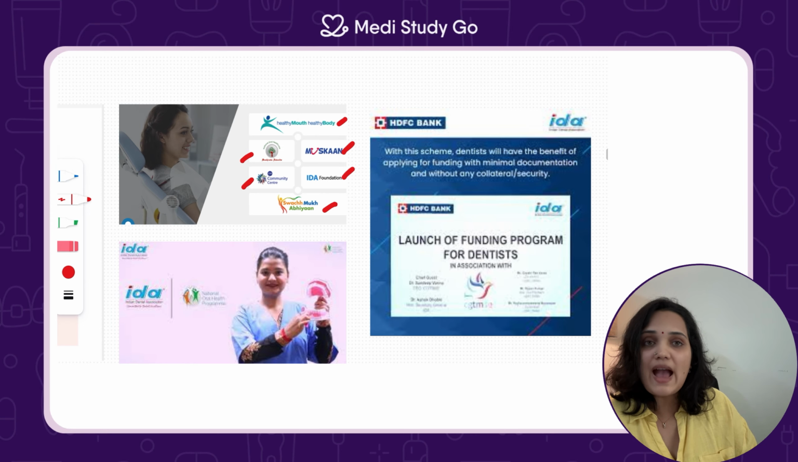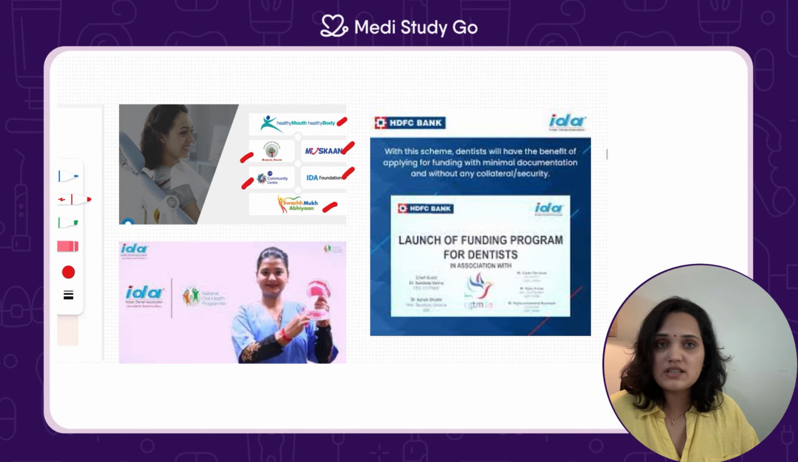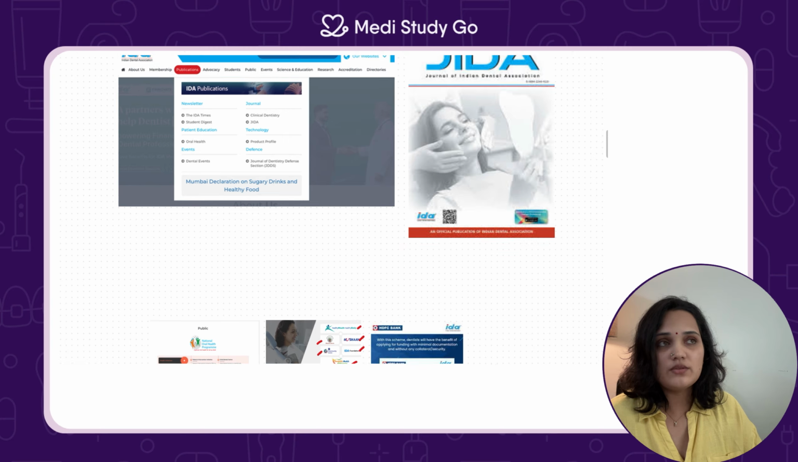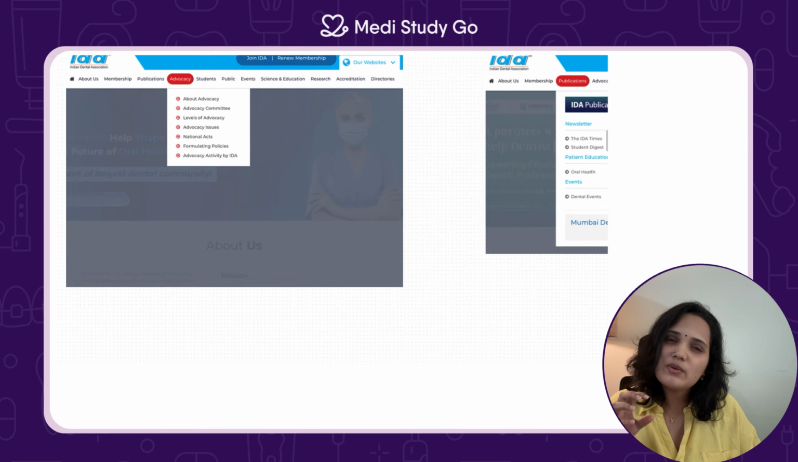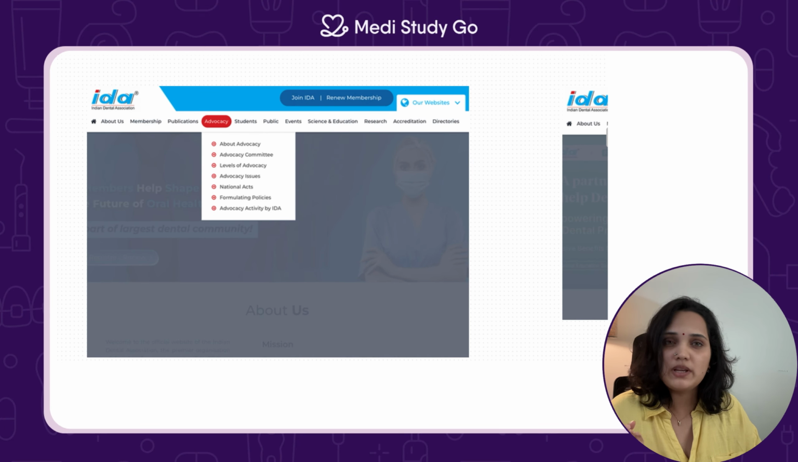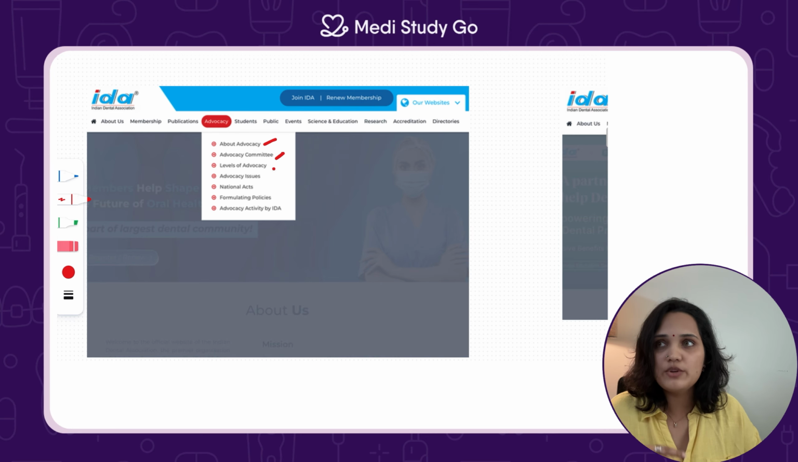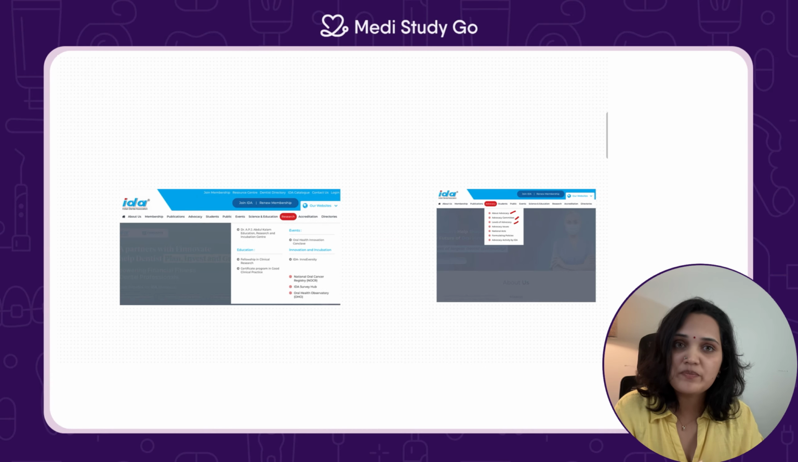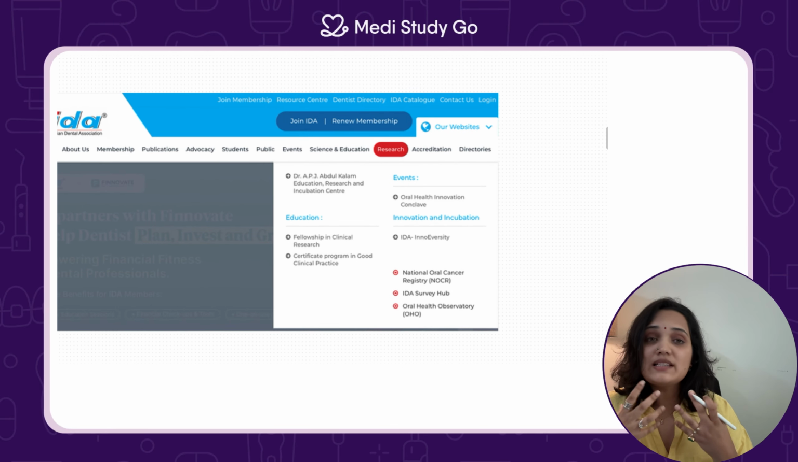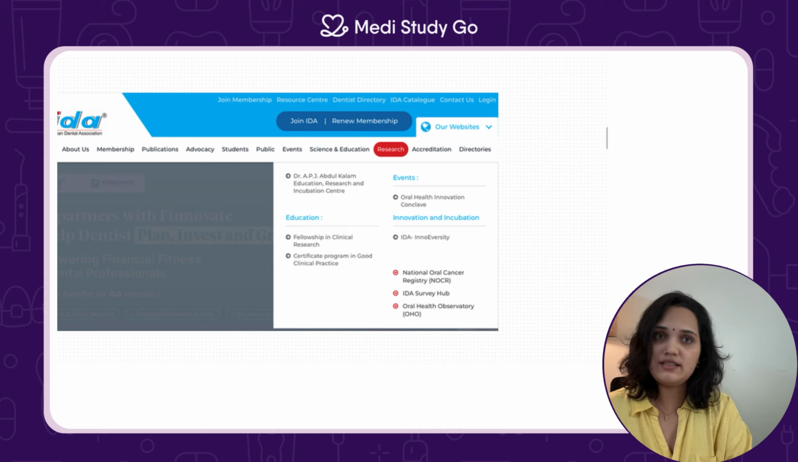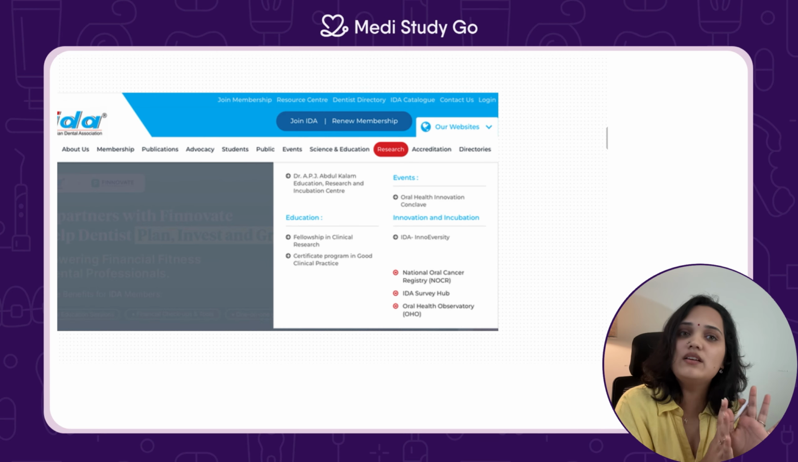Then comes the advocacy and representation that the IDA brings. To understand it better, we can say that the IDA acts like a bridge between the dentist and the government, and between the profession and the policy that is there. It basically gives dentists a seat at the table without any legal power.